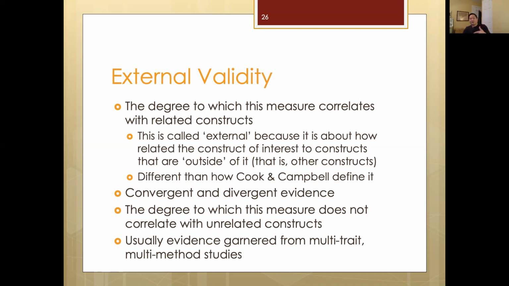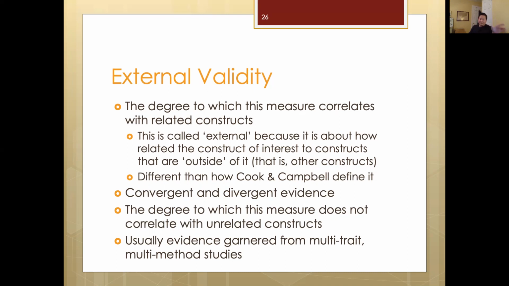It's the degree to which our measure correlates with something it should be correlated with and shows little correlation with something it shouldn't be related to. Remember, we're providing evidence for criterion relevance and contamination when we do this, or lack of contamination, hopefully. And ideally, you're getting evidence from multi-trait, multi-method studies. You're not just using all self-report, you're using maybe an experiment and a survey, and you're looking at different traits. You're looking at the trait you care about for convergent evidence and a different trait for divergent evidence.